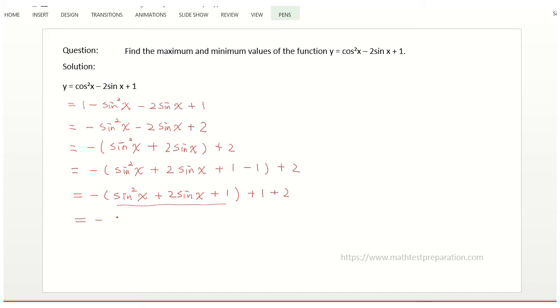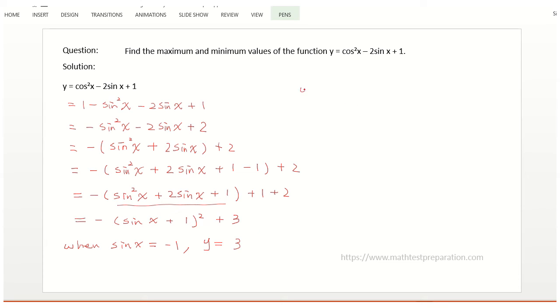This term is sine x plus 1 squared, then plus 1 plus 2 is 3. So when sine x equals negative 1, y equals: negative 1 plus positive 1 is 0. 0 squared is 0. So y is 3.